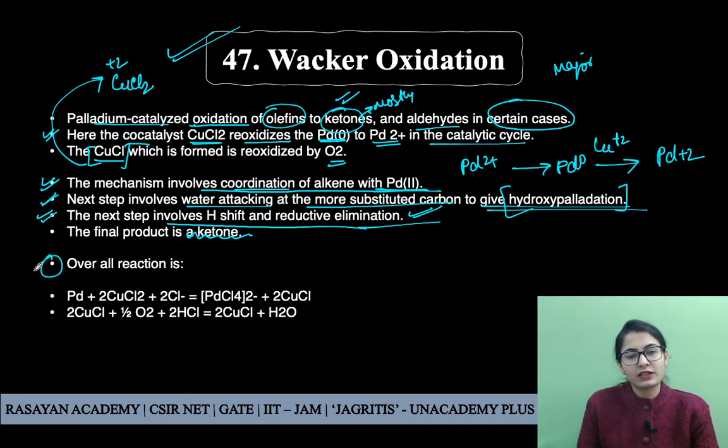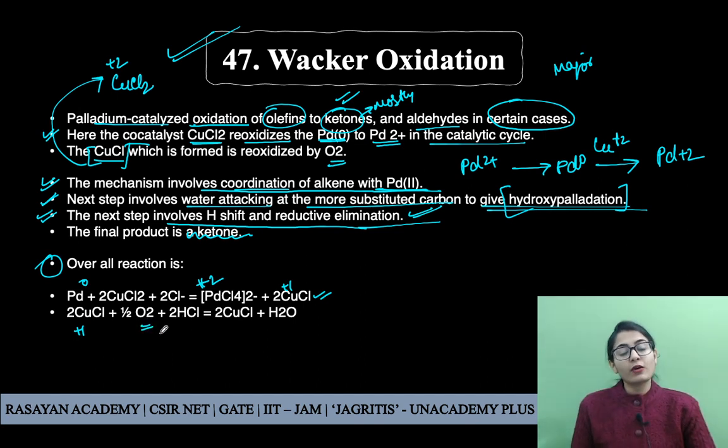If you want to just write it down, the overall reaction is like this. We are starting with palladium 0. It gets converted to palladium +2 while reacting with CuCl2, and then CuCl forms. Copper becomes +1. Now the copper +1 is once again oxidized by oxygen and HCl to +2. So this is a whole catalytic cycle, and meanwhile your alkene or olefin got converted into ketone.